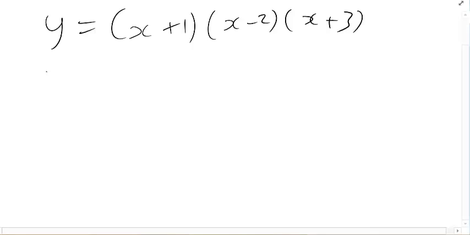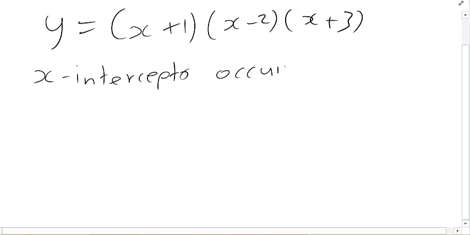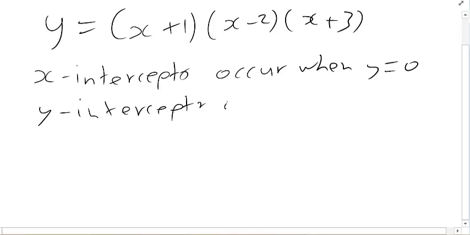We need to remember, key point, x-intercepts occur when y equals 0, and y-intercepts occur when x equals 0.